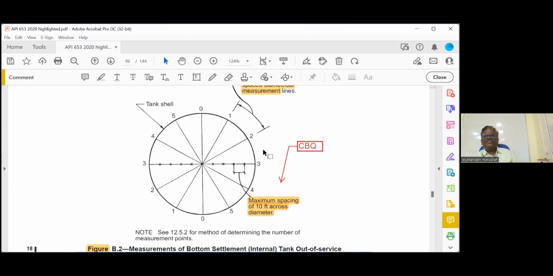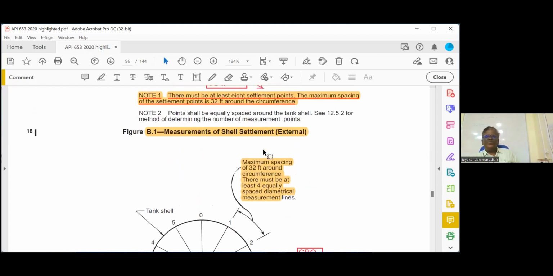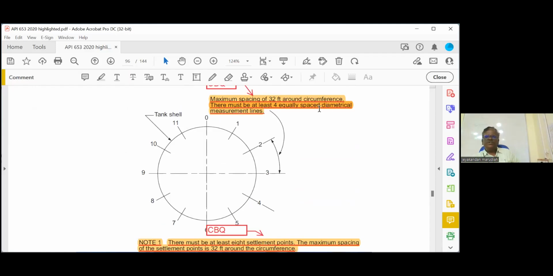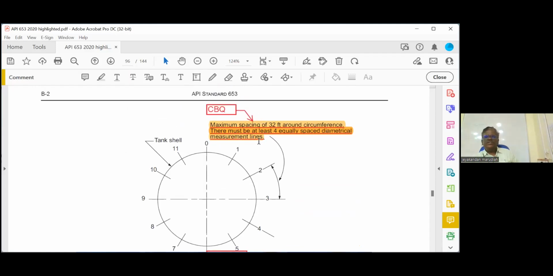There must be at least 4 equally spaced diametric lines.